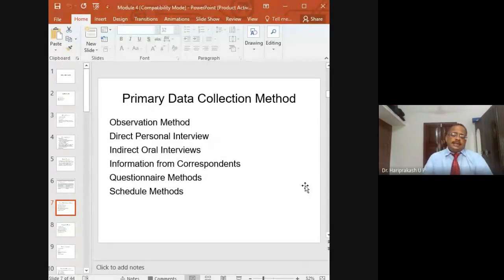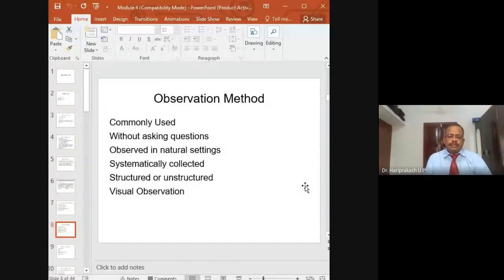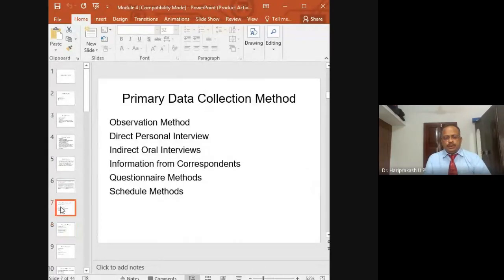So observation method is there. Direct personal interview, indirect oral interview, information from correspondence, questionnaire method, and schedule methods. Some others also are there, say focus group, depth interview, all that also is there. Focus group, that is not mentioned here.